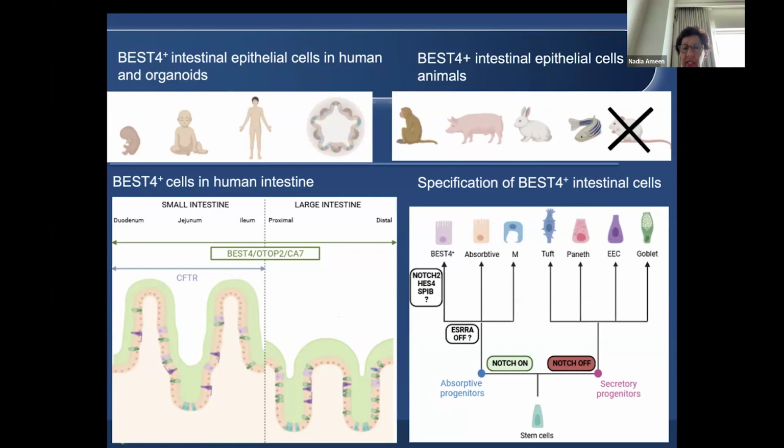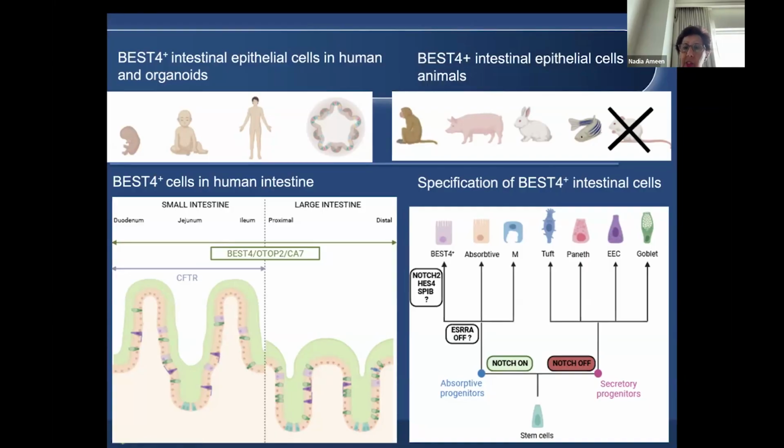But these BEST4 positive cells have been shown uniformly to be enriched in bestrophin 4, but also in genes regulating bicarbonate transport and in pH regulation, including otopetrin 2, which is a proton channel, and carbonic anhydrase. But the CFTR is confined only to the cells in the small intestine.